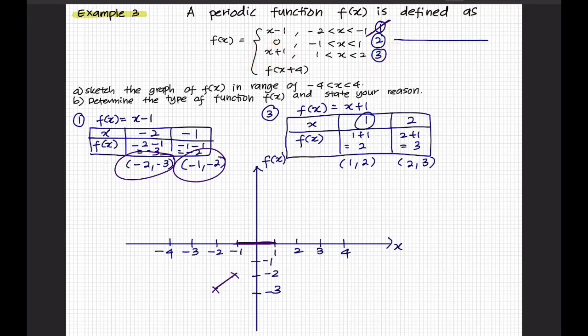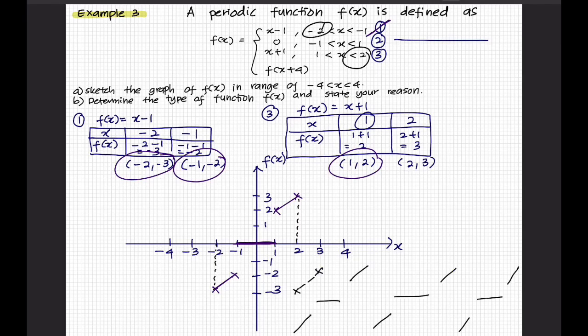For third function, x plus 1. So the starting point is 1, 2. So 1, 2 here. And then 2, 3. Then mark the period by using dotted line. We have negative 2 until 2. Next draw the repeated pattern, and then straight line here. For the other side, straight line here. So this is the complete answer for question A, where the range is from negative 4 until 4.